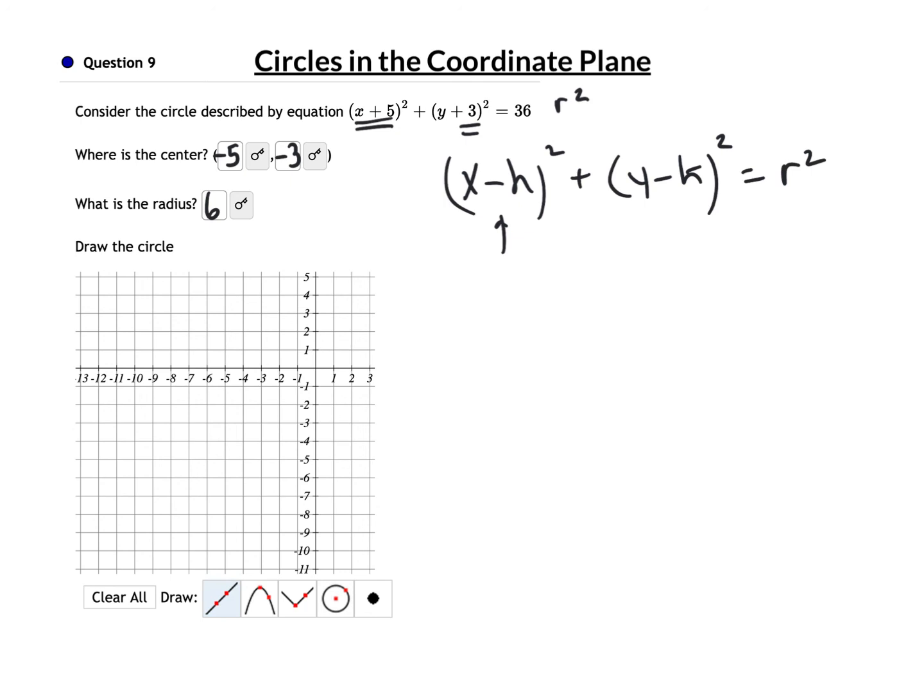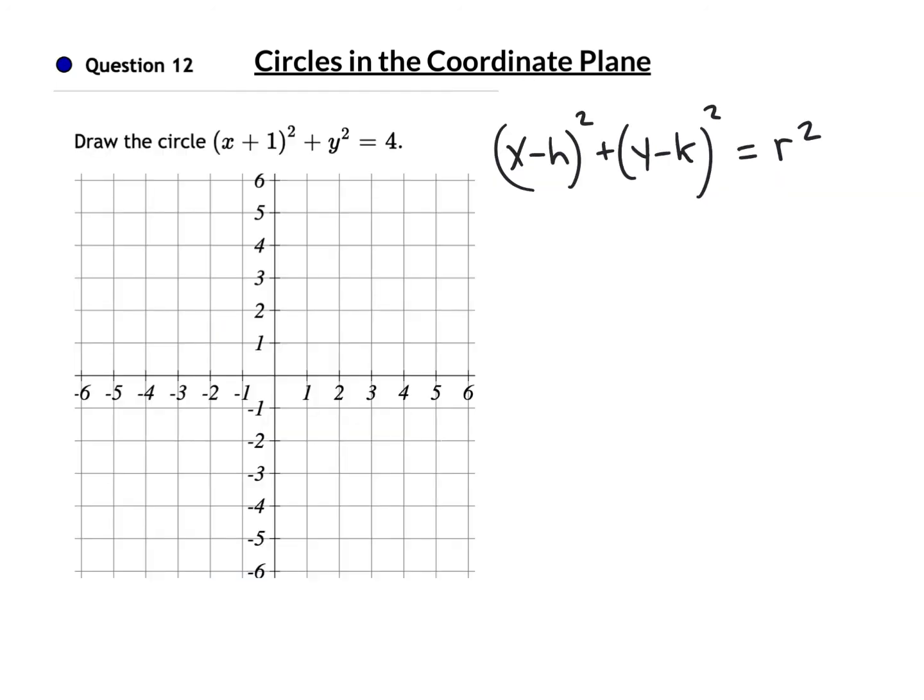To graph that, we first plot our center, negative 5, negative 3. And then we're going to take a radius of 6 all directions. All you need to do is grab the circle tool in WAMAP, go 6 units either horizontally or vertically, and drag your circle. For me, I would go 6 units to the right, which puts me at 1. 6 units above, which puts me at 3. 6 units to the left, which puts me at negative 11. And 6 units below puts me at negative 9. There's my circle, hand-drawn and not very pretty.